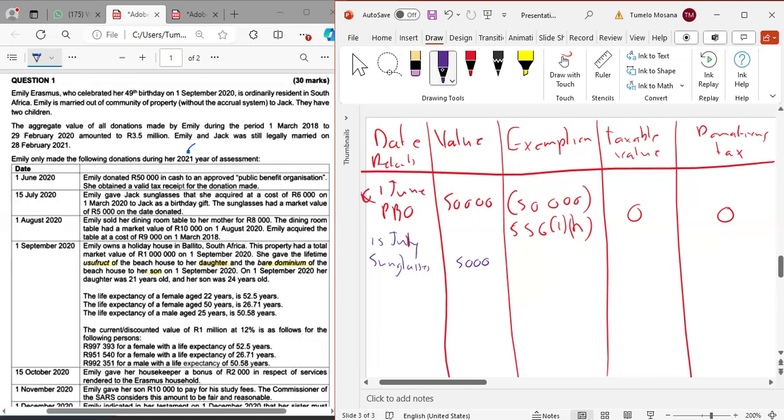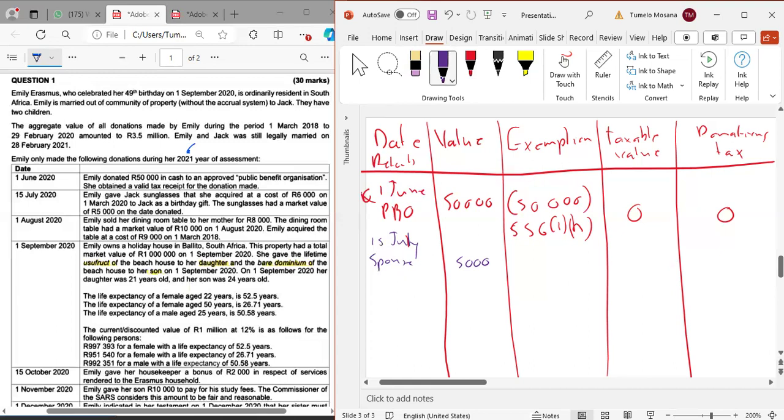Emily gave Jack sunglasses that she acquired at a cost of 6,000 on the 1st of March as a birthday gift, right? So the sunglasses have a market value of 5,000. Some tricky part: can you not call it a donation to a spouse instead of sunglasses? So I am going to exempt it because I see it as a voluntary disposal to a spouse.